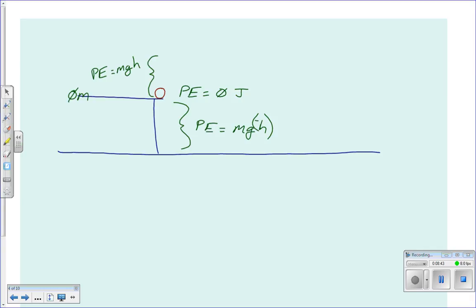If we put the object back on the table, but then decided that the floor was our reference level, then when the object's sitting on the table, it still has potential energy. And now the height is no longer negative.